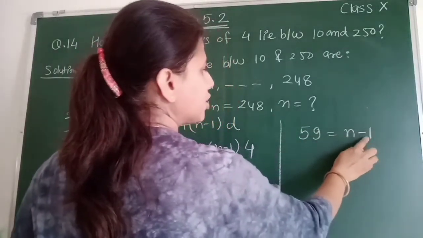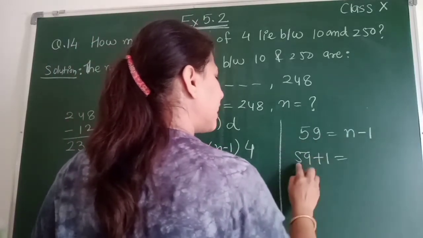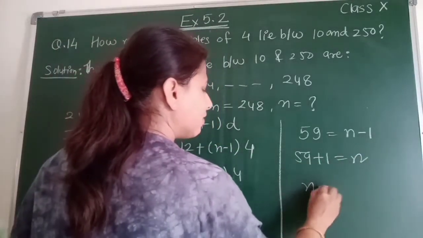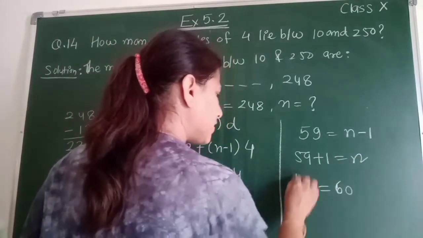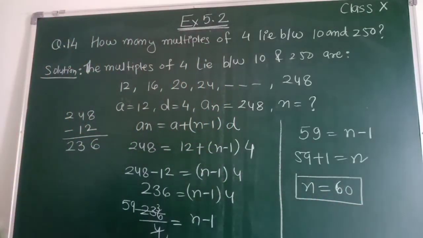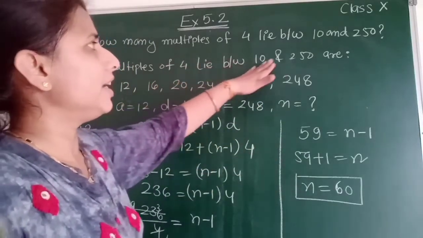Then we will shift this minus 1 to the left hand side and we will get 59 plus 1 equals n, and 59 plus 1 equals 60. So how many multiples of 4 are there? There are 60 multiples of 4 which lie between 10 and 250.